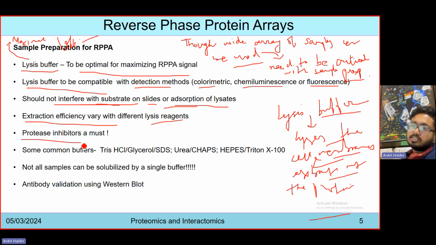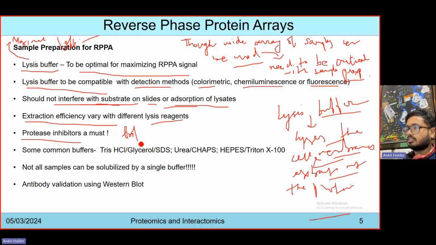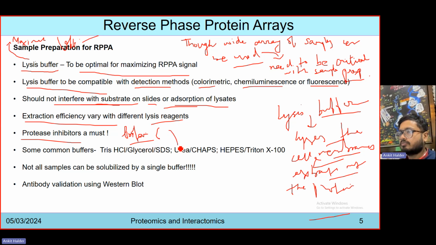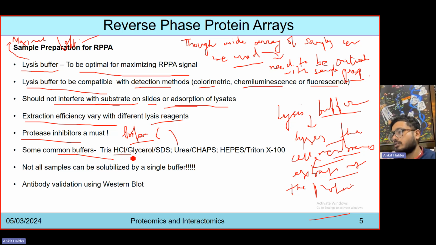Second thing is that protease inhibitors are a must, otherwise proteins will be denatured or degraded. So proteins should be protected. And then some common buffers that are used, like glycerol, urea, CHAPS, Triton X-100. And all sample types cannot be solubilized by a single buffer. So this is very important.